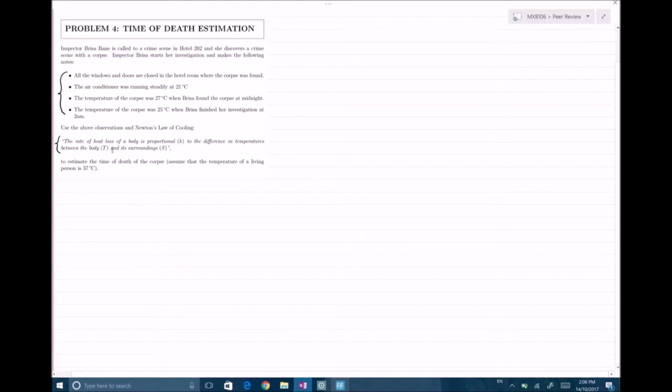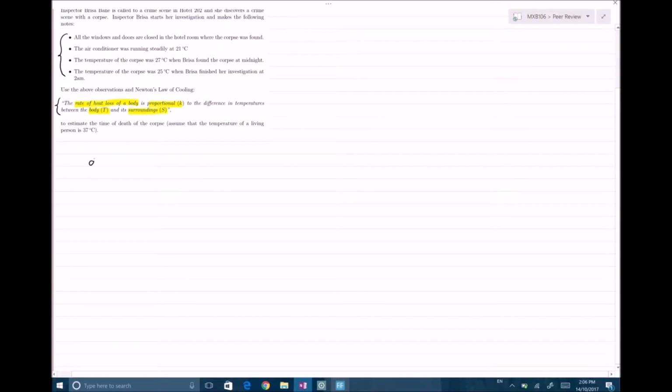Using our explanation here of Newton's law of cooling, we can see that the rate of heat loss of a body is proportional to the difference in temperatures between the body, T, and its surroundings, S. That gives us the following differential equation: the change in temperature over the change in time is proportional to the difference between the temperature of the body and its surroundings. We can also assume that this k factor here is negative because we will be decreasing since we're cooling.